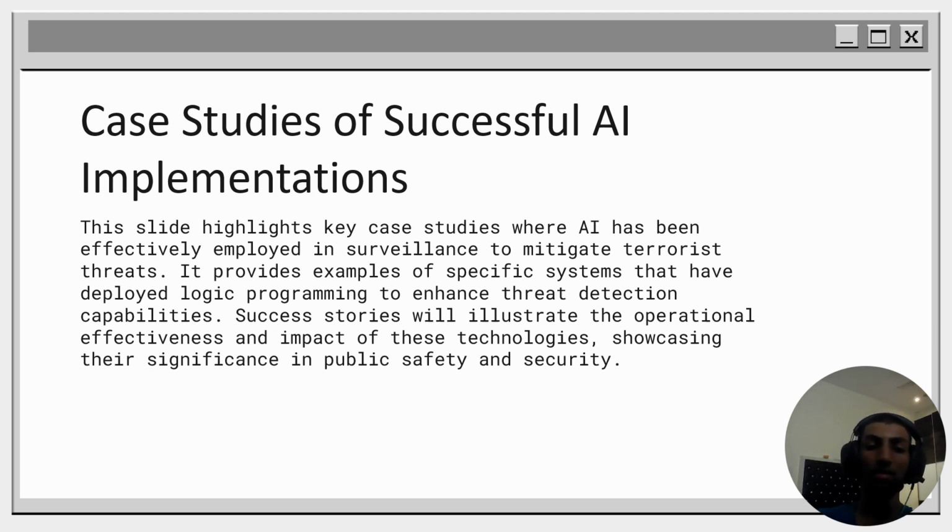This slide highlights key case studies where AI has been efficiently employed in surveillance to mitigate terrorist threats. It provides examples of specific systems that have deployed logic programming to enhance threat detection capability. Success stories will illustrate the operational effectiveness and impact of these technologies, showcasing their significance in public safety and security.